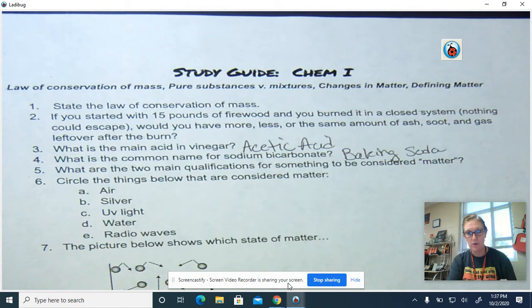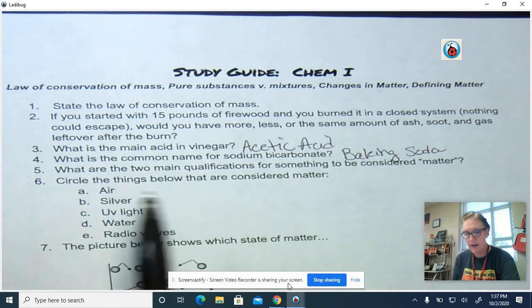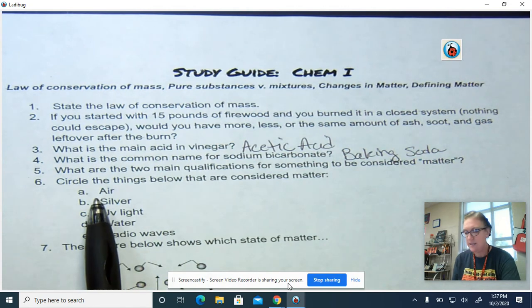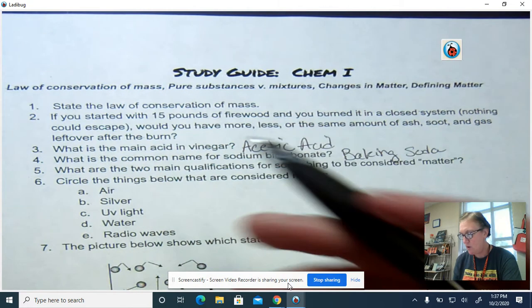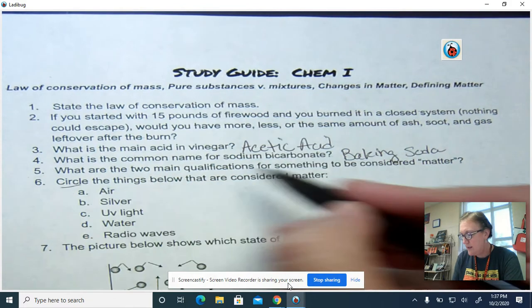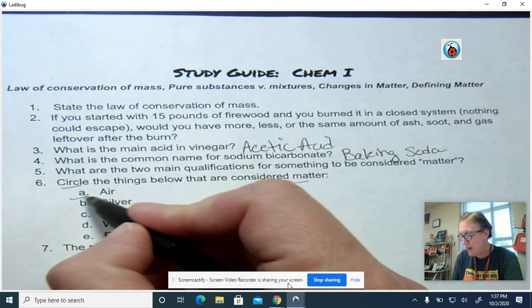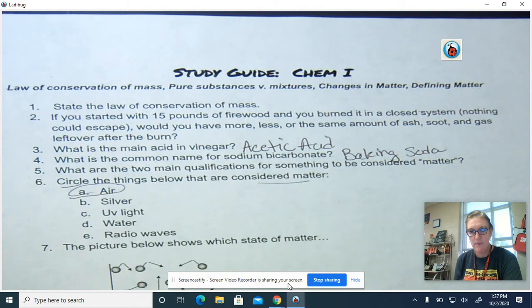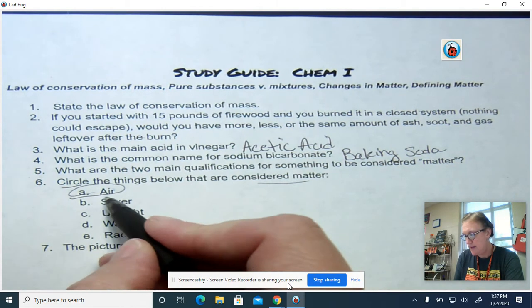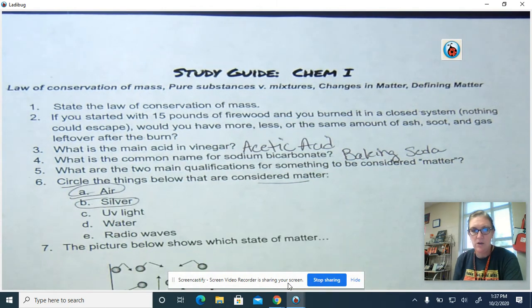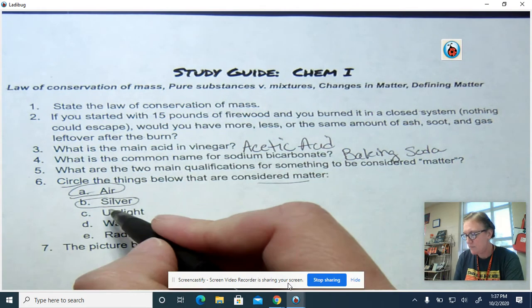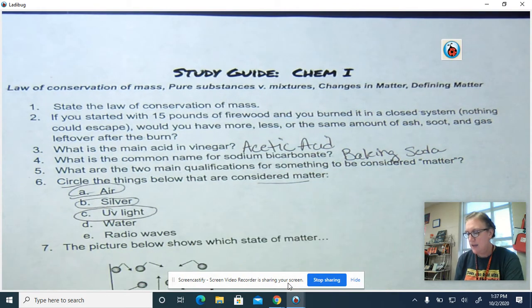So then, number 6, circle the things below that are considered matter. Does air take up space? Does it have mass? Yes. So we're going to circle what is matter. So we would circle air. How about silver metal? Yes. It has mass and takes up space. UV light like sunlight or a tanning bed light, that does not have mass. Okay. It does not have mass.